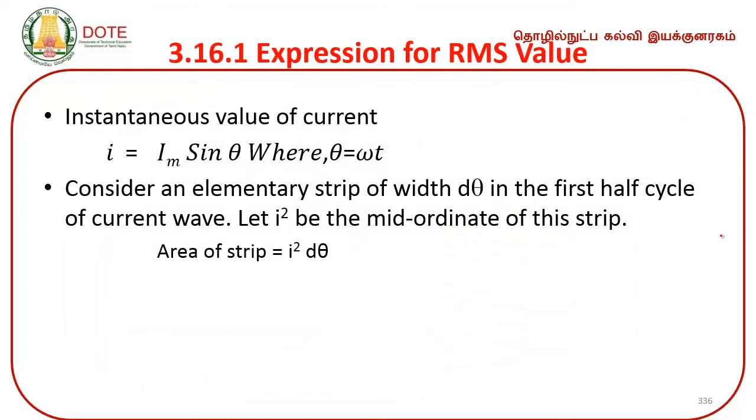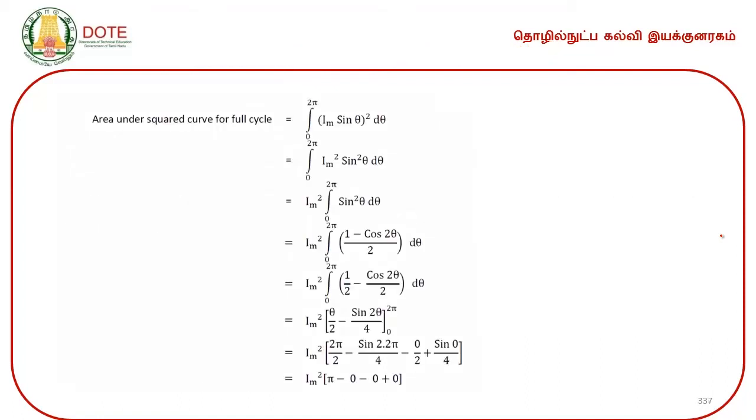The expression for RMS value: the instantaneous value of current is i = Im sin theta, where theta is equal to omega t, that is in terms of time samples. Consider an elementary strip of width d theta in the first half cycle of the current wave. Let i square be the mid ordinate of the strip, then the area of the strip is i square d theta. So, we are going to take the square of the instantaneous value. We have already seen that the instantaneous value is i = Im sin theta. So, we are going to square it.